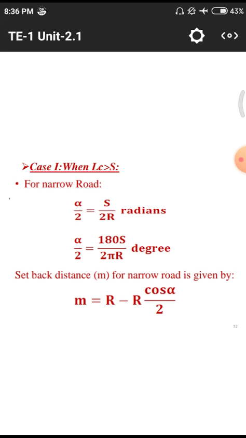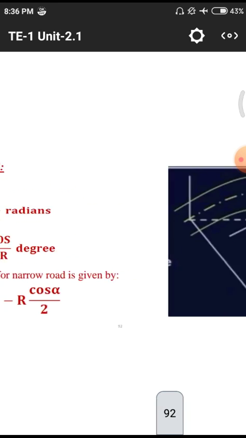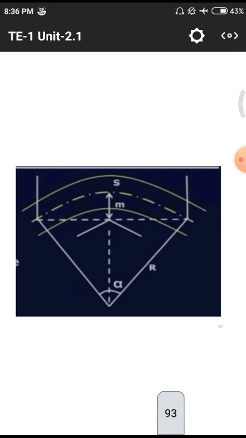Next, the setback distance in terms of meters: m equal to r minus r cos alpha by 2. That means r we take as constant, r into 1 minus cos alpha by 2, where alpha by 2 is the angle from the center point to the end point. This is the case we take when the length is extra when compared to the side distance. This is the example.